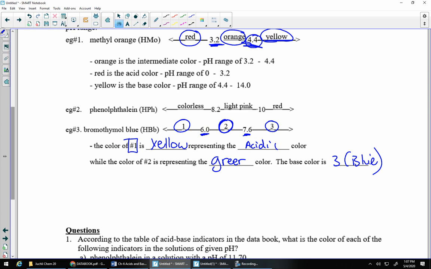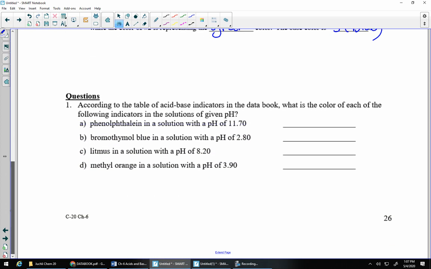So let's look at this in a little bit more detail. I'm going to get you to put the video on pause and play and stuff like that here. We're going to do some of these questions together, and then you'll have a bit of homework. So for this first question, according to the table of acid-base indicators in the data booklet, what is the color of each of the following indicators in the solution of given pH? So phenolphthalein, 11.7, bromothymol blue, 2.8, litmus, 8.2, and methyl orange in a solution with a pH of 3.9. Go ahead, put the video on pause, see if you can figure out what each color will be for each indicator in each solution. Put the video on pause, and as soon as you're ready, we'll get going again.